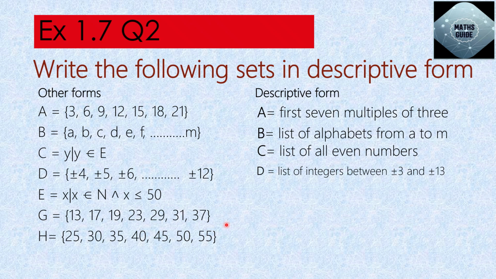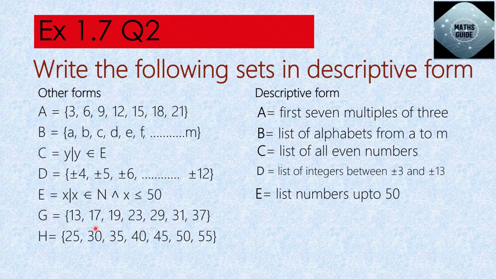You can write it in many ways in descriptive form. Now again part E: x such that x belongs to natural numbers, and these natural numbers should be less than or equal to 50. It means 50 is included as we have the less than or equal to sign. So how can we write them? We can write them as the set of natural numbers less than 51. This is also correct. The set of natural numbers up to 50, that is also correct. Or list the numbers up to 50.